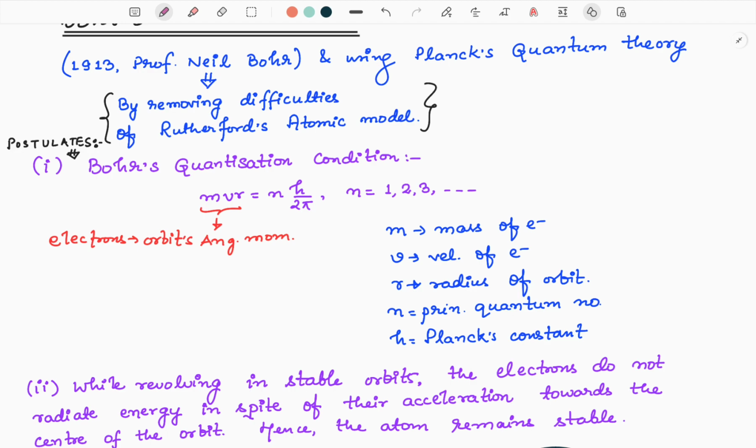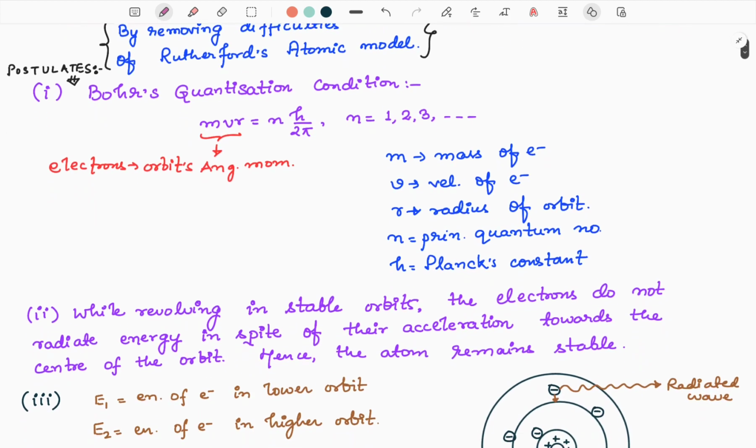It states that electrons can orbit in only those orbits, or an electron can revolve only in those orbits for which its angular momentum, that is mvr, is equal to nh by 2 pi. That means if mvr is an integral multiple of h by 2 pi, then only in that orbit can the electron revolve. Here m is the mass of the electron, v is the velocity of the electron, r is the radius of the orbit, n is the principal quantum number, h is Planck's constant, and n values can range from 1, 2, 3, and so on. This postulate is also called Bohr's quantization condition.